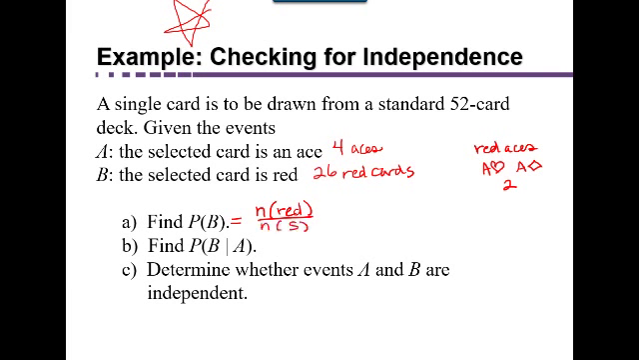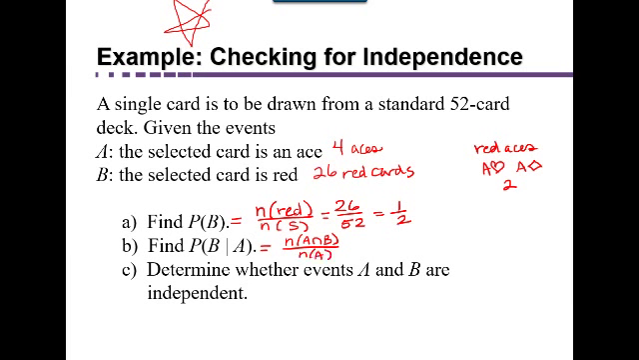So what's the probability of B? Well, it's the number of ways that B can occur, which is the number of red cards, divided by the total number in the sample space S, which is 52, right? So there were 26 red cards out of the total 52, and that reduces to 1/2, by the way.